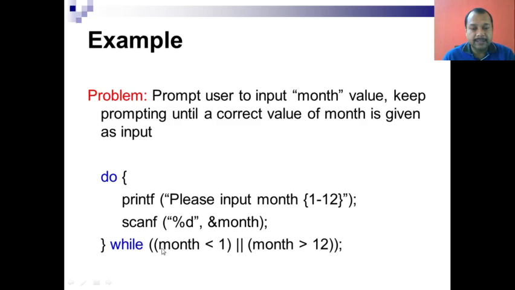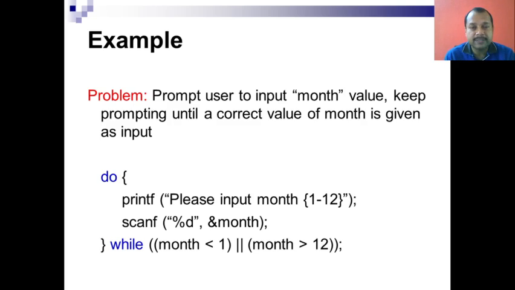Now as long as this month is not within 1 to 12, then I will keep on looping. This is one instance of a situation where I need the value at least one time. So this is a perfect use of a do while loop, where irrespective of the condition or the user input, I have to keep on executing at least once.